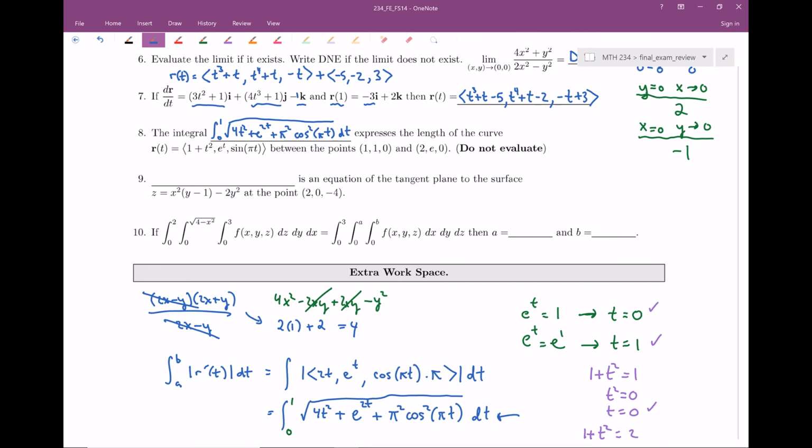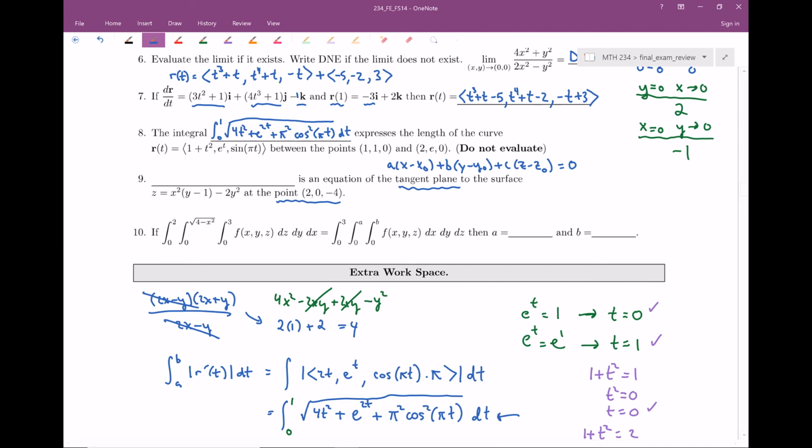Problem number 9. Blank is the equation of a tangent plane to the surface at the point 2, 0, negative 4. So an equation of a tangent plane. I need to remember, what does an equation of a plane look like? An equation of a plane looks like a times x minus x naught plus b times y minus y naught plus c times z minus z naught equals 0, where x naught, y naught, z naught is a point that we want the plane to contain. In this case, we have a point that's explicitly given to us, 2, 0, negative 4.